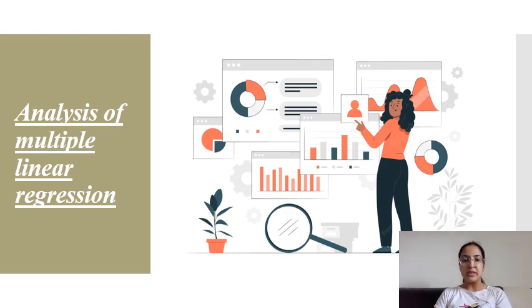My topic of presentation is analysis of multiple linear regression. Multiple linear regression is a special technique which is usually used to identify and predict the outcome of the response variable by taking many variables. The main idea of multiple linear regression is to model the linear relationship of the explanatory variables, which are known as independent variables.